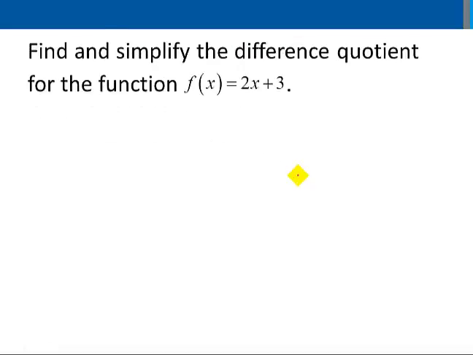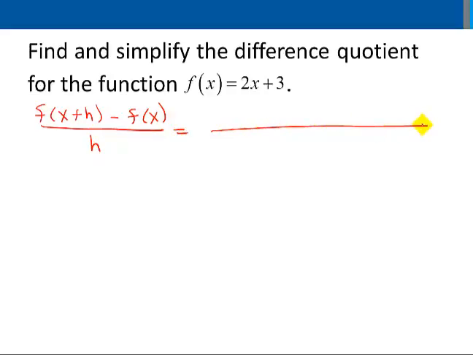We want to find and simplify the difference quotient for the function f of x equals 2x plus 3 here. It's always a good idea to begin by writing out what the difference quotient is. So I'll write out f of x plus h minus f of x over h equals, let's replace f of x plus h with 2 times x plus h plus 3. And then we have minus, and I will replace f of x with 2x plus 3. Again, all over h.